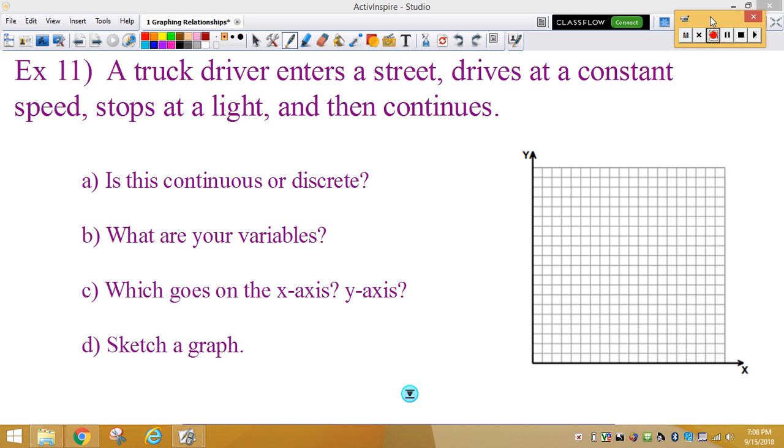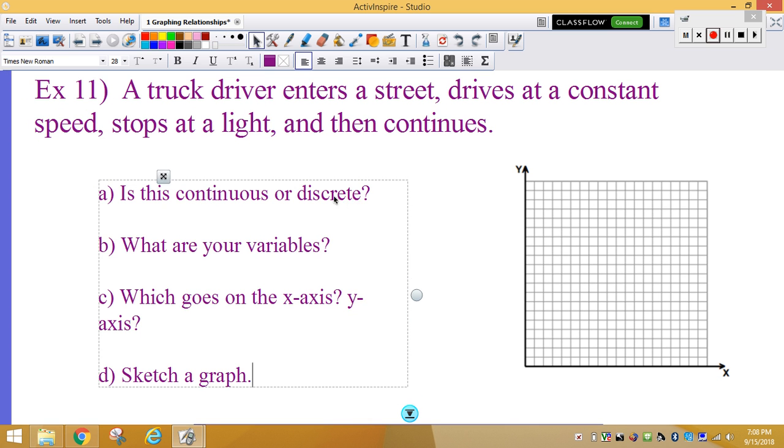A truck driver enters a street, drives at a constant speed, stops at a light, and then continues. So let's first talk, is this continuous or discrete? Well, we're talking about a truck driver and his distance, how far he's going. So he goes on the street, drives at a constant speed, stops, and then he continues. So, you know, is it going to be dots, or are we going to do a continuous line to show his drive? And hopefully you will think we're going to do a continuous line. So this graph is continuous.